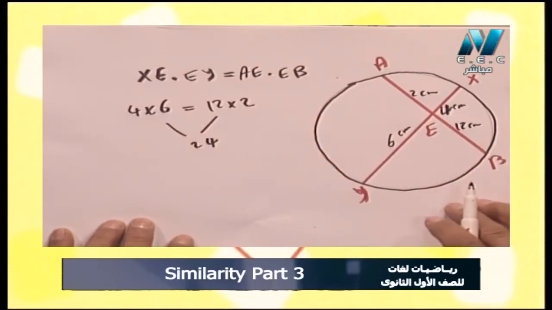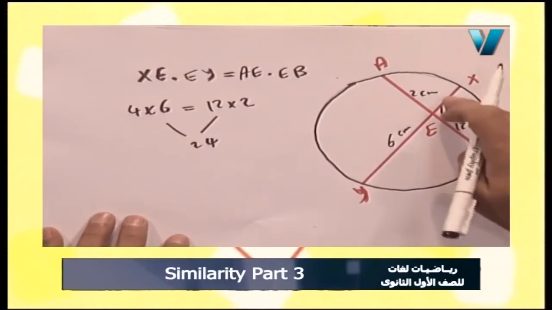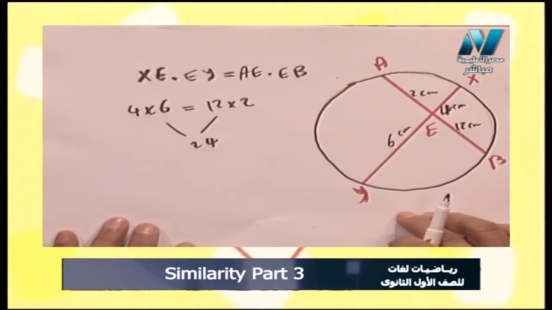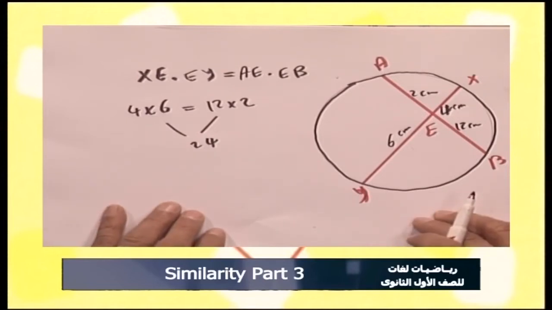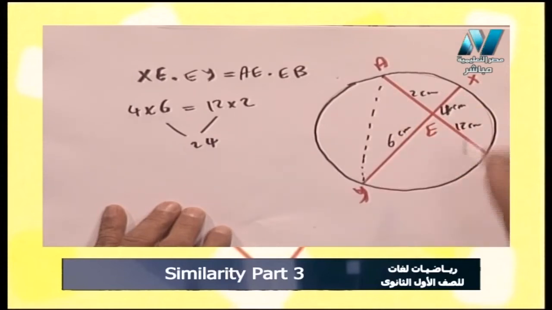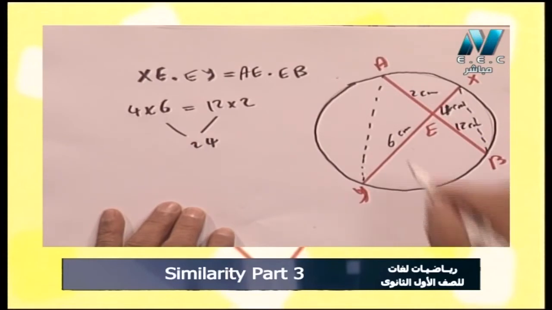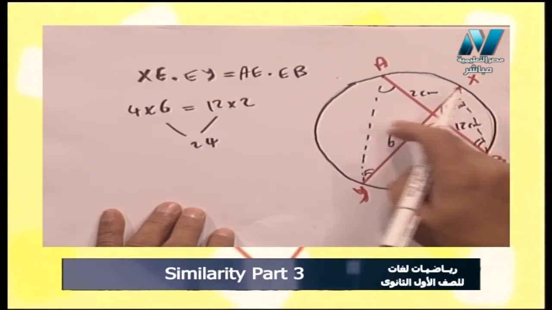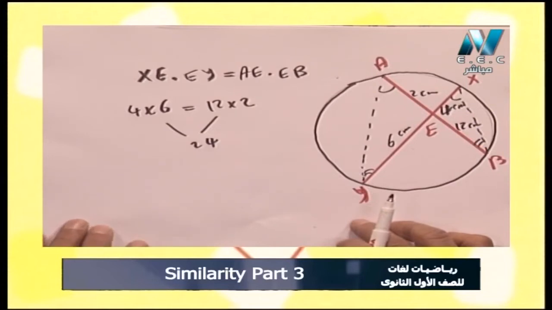Why can this relation be? Why does this part times this part equal this part times this part? It's from similarity. And if we join this part and we join this part also, we will find out easily that measure of angle A here equals measure of angle X and measure of angle B equals measure of angle Y. So these two triangles are similar, and we can write them as the following.